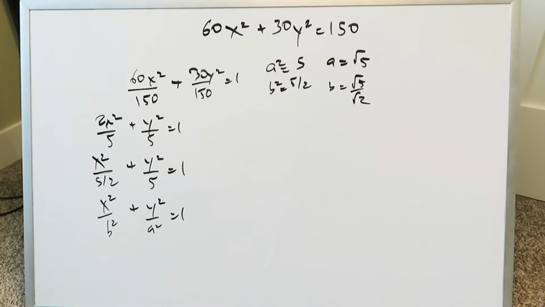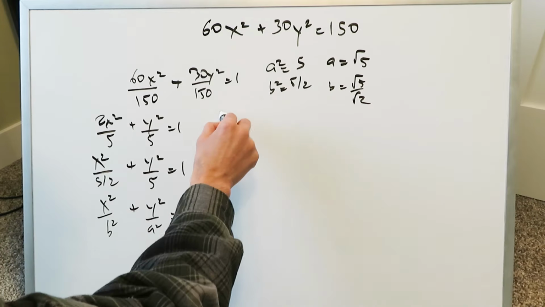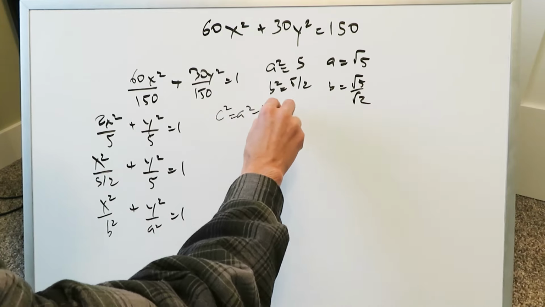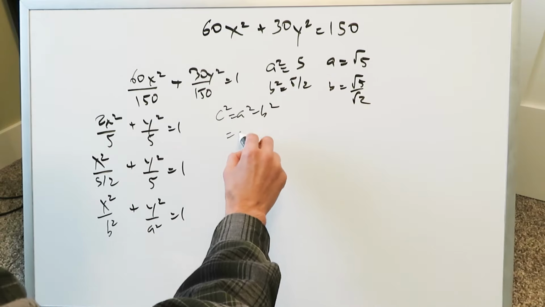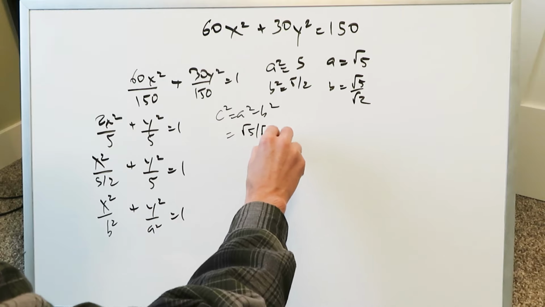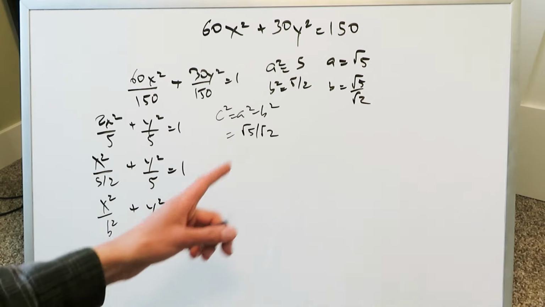You can always apply a calculator and get those, but you don't have to. You know c squared is equal to a squared minus b squared. If you do this computation, you'll have 5 minus 5 over 2. You will have here a root 5 divided by root 2. That will be the value for c, same as b.